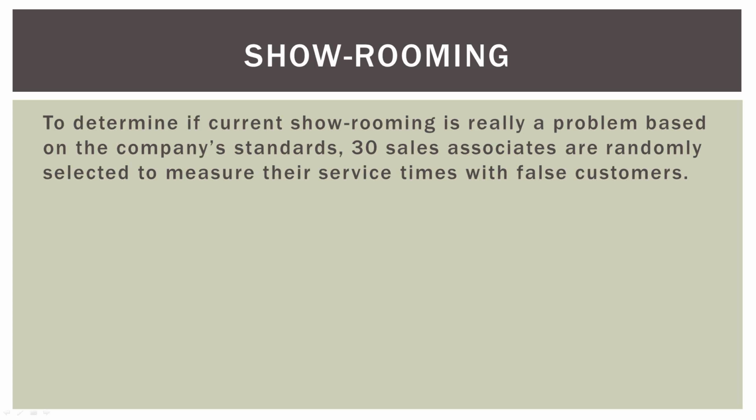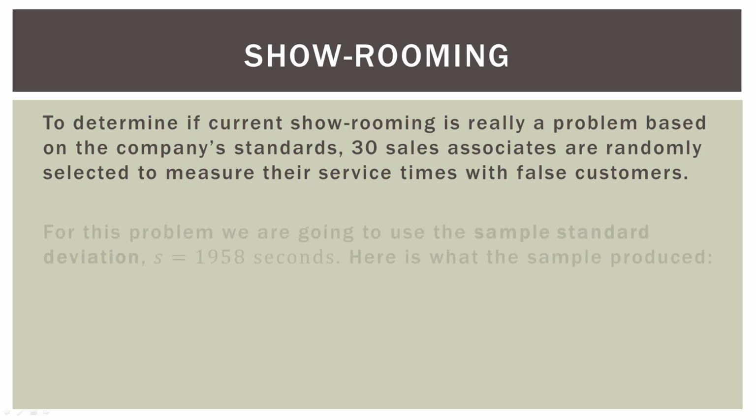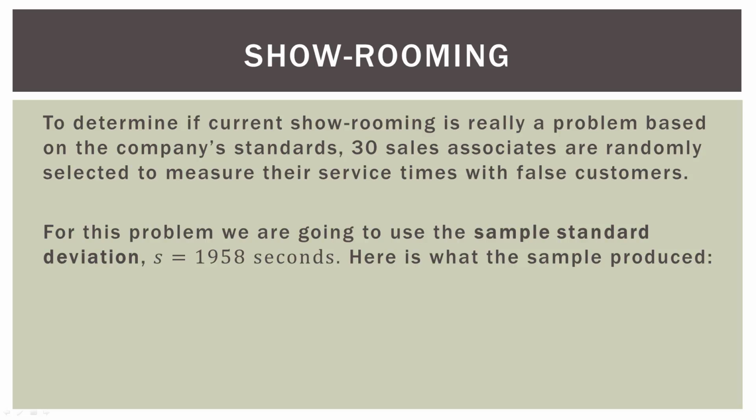So to determine if customer showrooming is really a problem, based on these companies' standards of the 4,320 seconds, 30 sales associates are randomly selected to measure their service times with false customers. So for this problem, we're going to use the sample standard deviation, which turned out to be 1,958 seconds. So here's what that sample produced. Remember, our n is 30, so 30 sales associates. Our sample mean is 3,661.5 seconds.